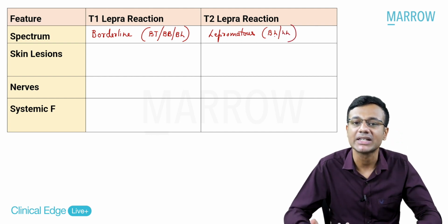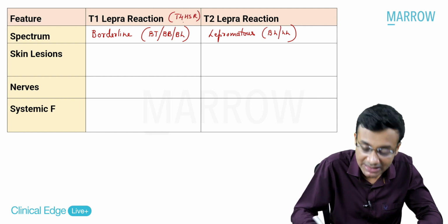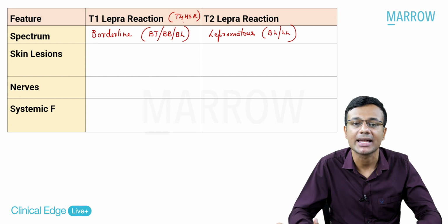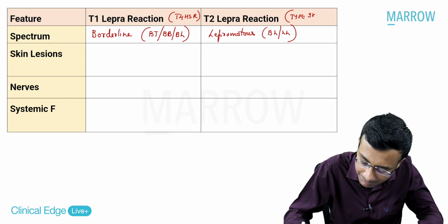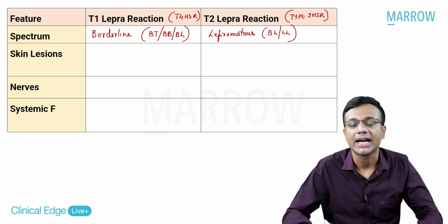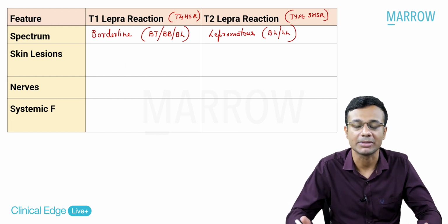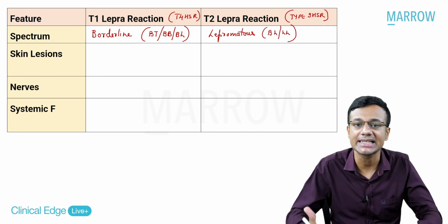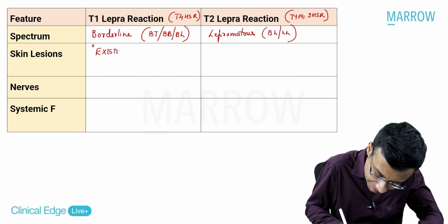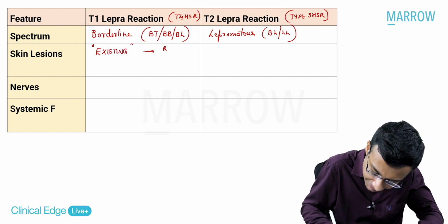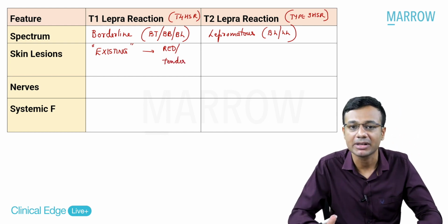Now what type of hypersensitivity reaction is type 1? Type 1 is an example of type 4 hypersensitivity reaction, which is the delayed type. Type 2 is characterized by immune complex formation, so it's an example of type 3 hypersensitivity reaction. And when we're looking at skin lesions, please remember, I was talking about acute inflammation during the course of leprosy. So if the existing skin lesions become red and tender, please remember the key words here: existing skin lesions become red and tender. This is called type 1 lepra reaction.